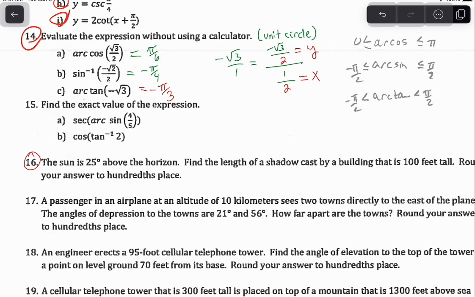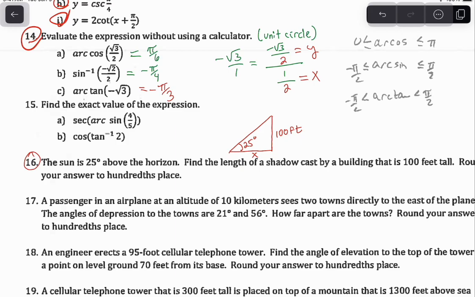It says the sun is 25 degrees above the horizon. So we're going to make a little picture. So our angle of elevation is 25 degrees. It says find the length of the shadow if a 100-foot building casts that shadow. Round to the nearest hundredth. Okay? So that's the picture that goes with number 16.